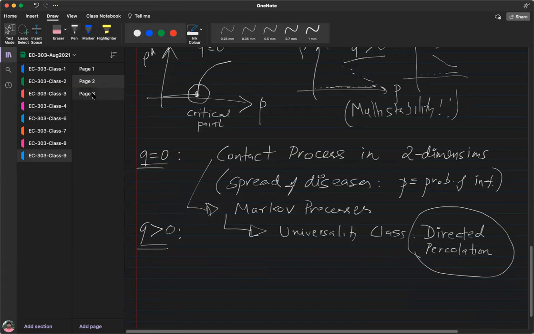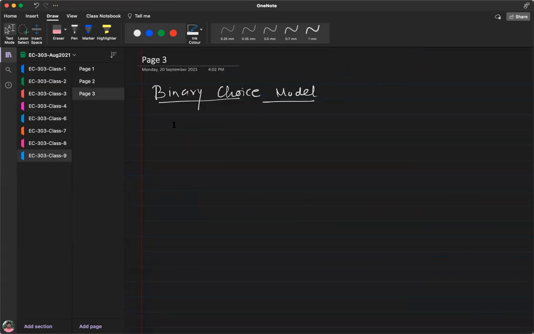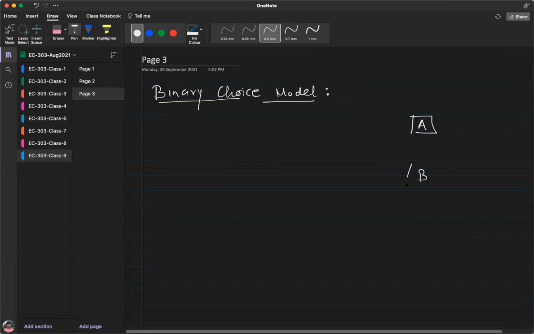Okay, so now let me go on to an entirely different model, the binary choice model. So here is the idea. Let's say there are two choices to make. Choice one, let's call that A, and choice two, let's call that B. And there are agents who have to decide between A or B.